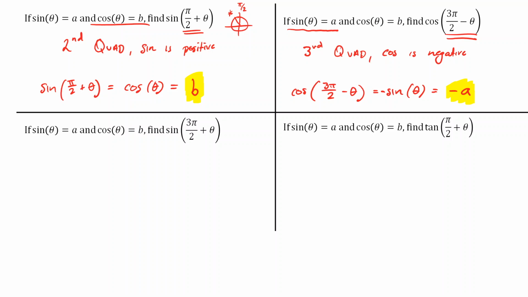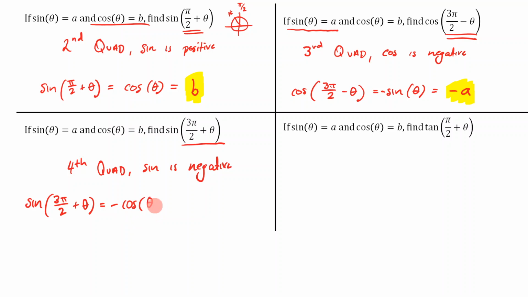Let's go again. If sine of theta is equal to a and cos of theta is equal to b, find sine of 3 pi on 2 plus theta. Again, you know that you're in the fourth quadrant here. You know that in the fourth quadrant, sine is negative. So you know that sine of 3 pi on 2 plus theta is going to be equal to negative cos of theta. So that means it's going to be negative b.